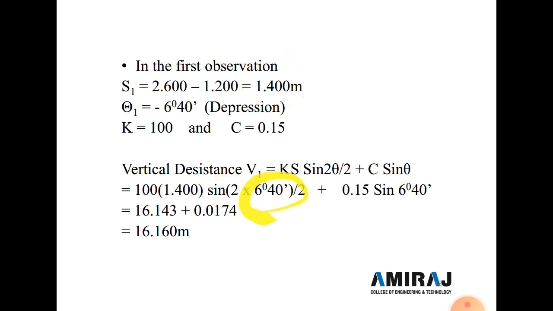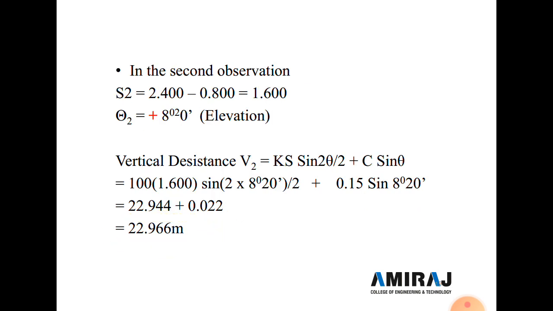theta, with theta being minus 6 degrees 40 minutes. The minus sign always shows elevation or depression, so it is not considered in the calculation. Here we write only 6 degrees 40 minutes divided by 2, and C is 0.15 sin 6 degrees 40 minutes. The answer we get is 16.60 meters as the vertical distance V1. Similarly, in the second observation we find the H2 value. H2 is the top minus bottom reading.